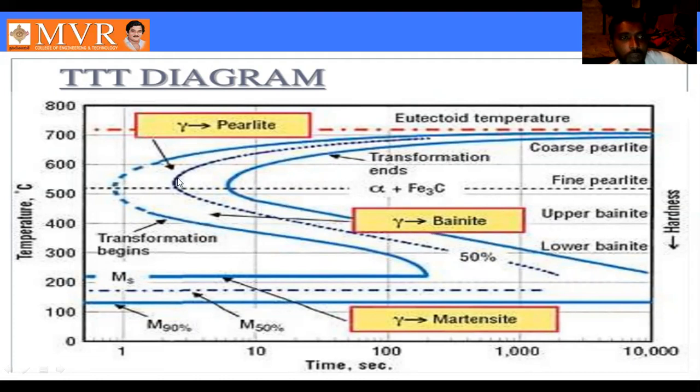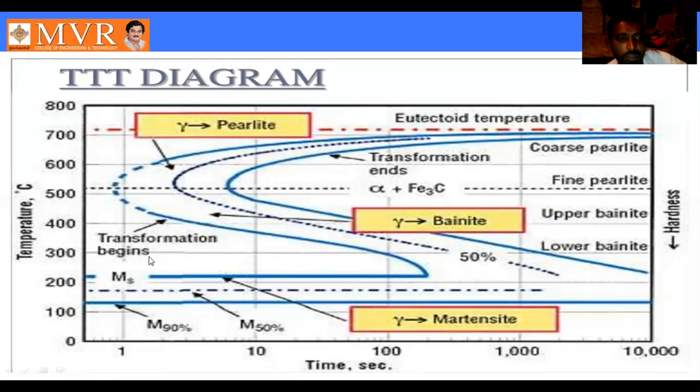Next, from 500 degrees up to 700 degrees, we can see gamma pearlite. It is a complete transformation. The austenite is completely transformed into pearlite structure. That is the major structure. The final structure is pearlite. So the austenite totally changes to pearlite. Here the transformation begins, here it ends, and the final one is pearlite.